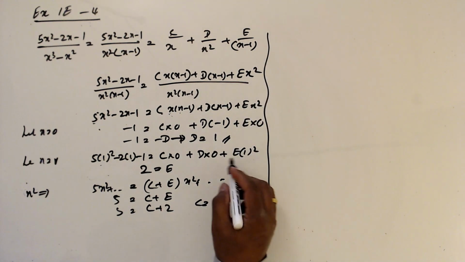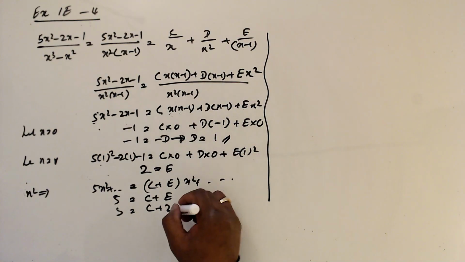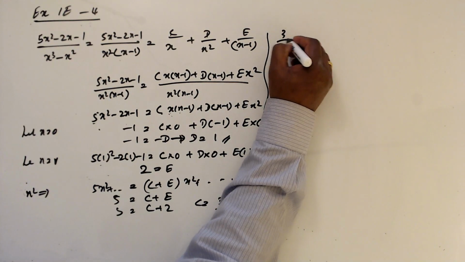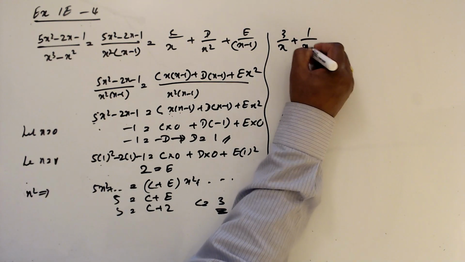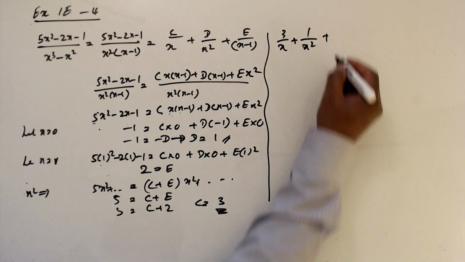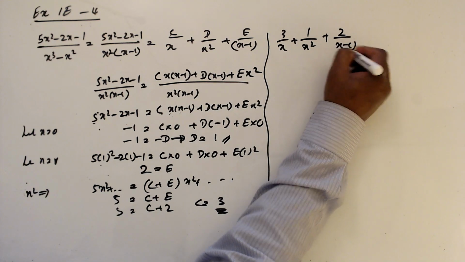And we can write the answer. C is 3, so 3 over x, plus d is 1 over x squared, plus e is 2 over x minus 1.